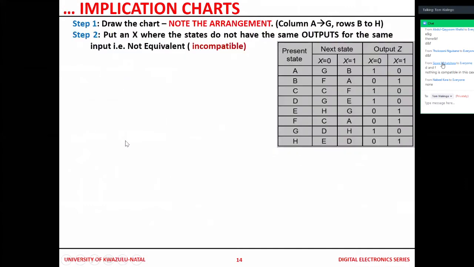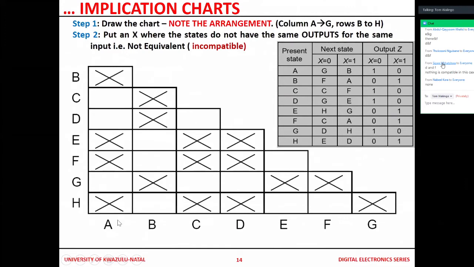Okay, now that is our table there. Draw a chart, not the arrangement here. Draw this chart because we are going to do this. Draw A, B, C, D, E, F, G, and then on this side start from B, C, D, E, F, G, H. Draw it. I'm giving you time to draw it.